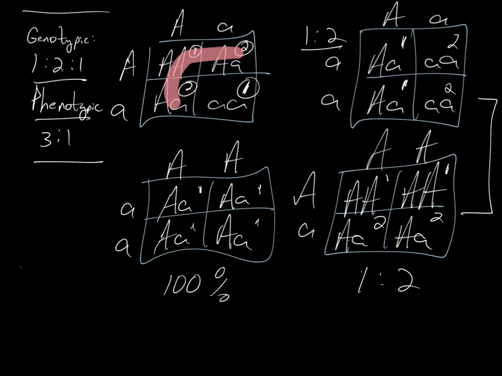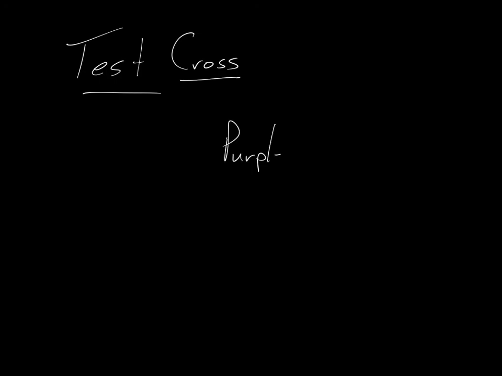Now comes the 1 to 1 to 1 to 1 that someone started asking about earlier. Let's talk about that quickly because we're out of time. So when you're doing a test cross, you have to remember what it is you have. You have this thing that's purple, and I'm just using purple as an example.